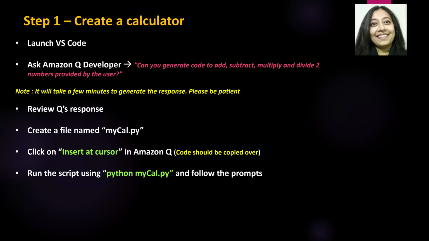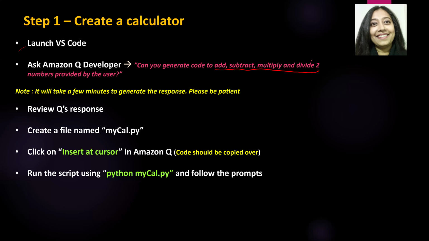Step one is to create a calculator. In my case, I'm going to launch VS Code. Then we are going to ask Q if it can generate code to add, subtract, multiply, and divide two numbers provided by the user. Now, this action might take a few minutes. I've taken a very simple example so that Q does not take a lot of time to generate the code. But in general, if your example is not as simple as this, then please be patient because Q does take some time to generate the code.